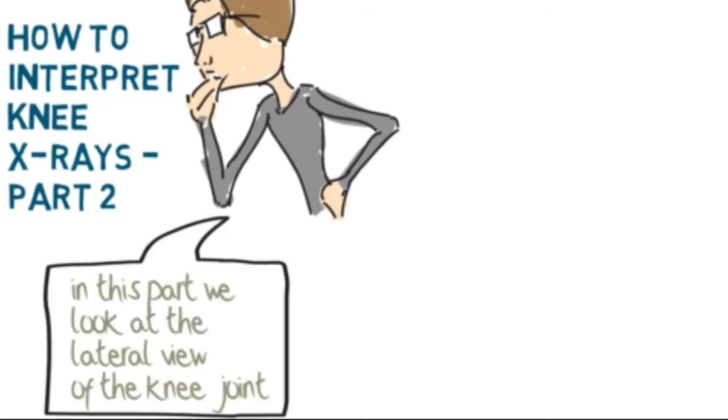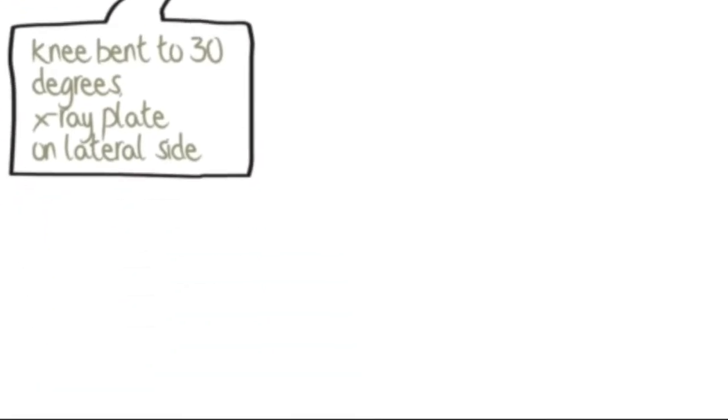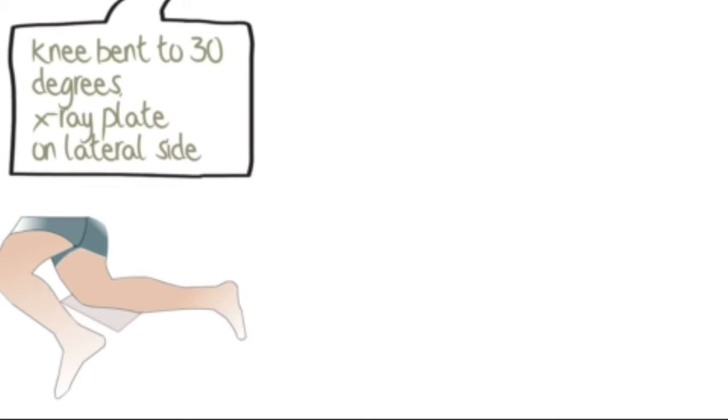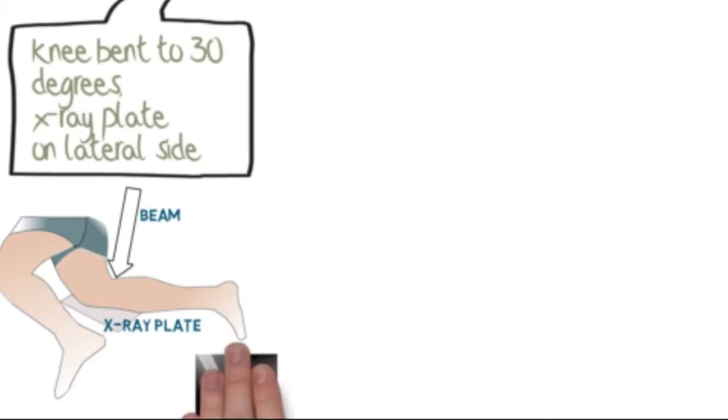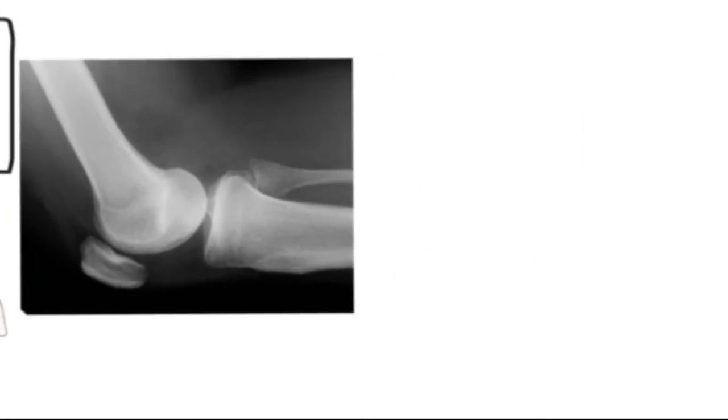To obtain a lateral view, which is quite demanding to get it exactly right, the patient is placed on the radiology table with the knee bent to 30 degrees and the X-ray plate underneath the knee on the lateral or outer side. In this position you get a very nice view, particularly of the patella, but also of the femur, the tibia and the fibula.